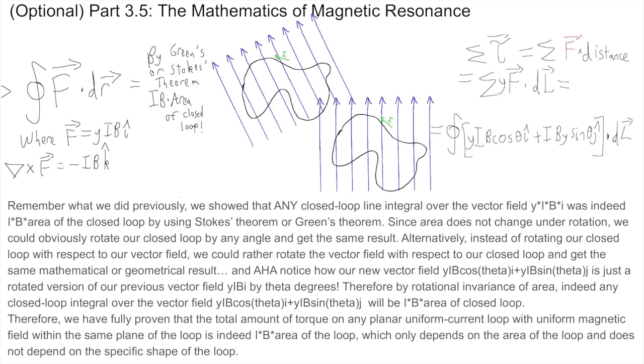And aha, notice how our new vector field y I b cos theta i plus y I b sine theta j is just a rotated version of our previous vector field y times I times b times i by theta degrees. Therefore, by rotational invariance of area, indeed any closed loop integral over the vector field y times I times b times cos theta i hat plus y times I times b times sine theta j hat will be I times b times the area of the closed loop. Therefore, we have fully proven that the total amount of torque on any planar uniform current loop with uniform magnetic field within the same plane of the loop is indeed I times b times area of the loop, which only depends on the area of the loop and does not depend on the specific shape of the loop.